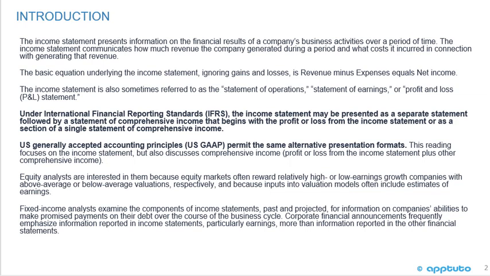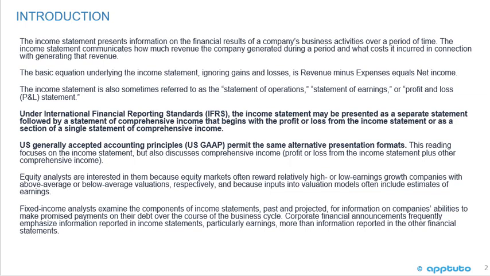Under IFRS, the income statement may be presented as a separate statement followed by a statement of comprehensive income that begins with the profit or loss from the income statement, or as a section of a single statement of comprehensive income. So that's the two different presentation formats that are available. U.S. generally accepted accounting principles, U.S. GAAP, permit the same alternative presentation formats. This reading and the following LOSs focus on the income statement, but also discuss comprehensive income.